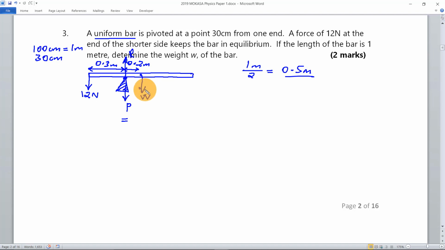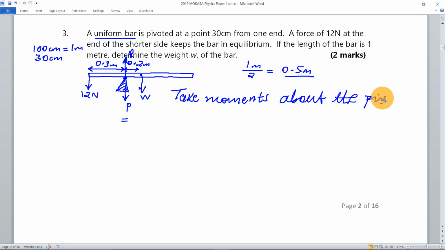So over here, I will be very careful to choose a point where unknown forces, which are not required in the calculation, are eliminated. And I would choose the pivot. So I will say, take moments about the pivot. By doing that, I'm sure force P and force R will be eliminated because their lines of action pass through the point about which I'm taking moments. Their moments about that point is 0.